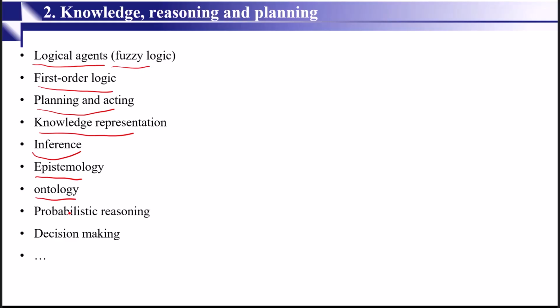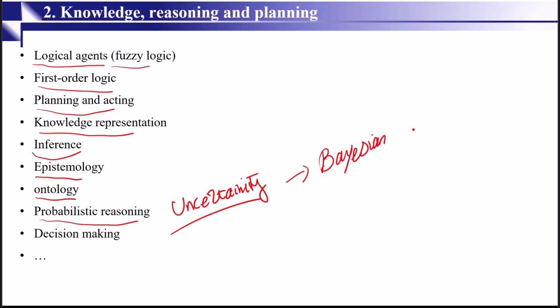Next one is ontology. Ontology is used to define a structural framework of concepts and relationships within a domain to support reasoning. And the next one is probabilistic reasoning. Probabilistic reasoning handles uncertainty in AI systems using probability theory, for example, Bayesian networks. And decision making, selecting the best course of action based on available knowledge, reasoning, and predicted outcomes.